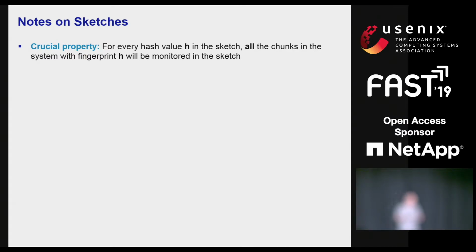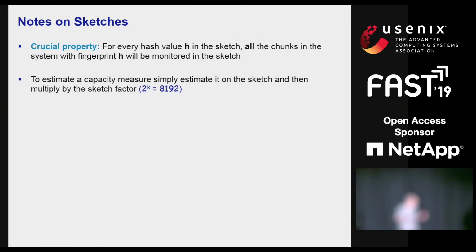Another point, what do you actually do with it? So the method is very simple. To estimate the capacity measure that we're trying to estimate, simply estimate it on the sketch, as if the sketch is the entire world. And at the end, multiply by the sketch factor. Bring it back up. That's the estimation.